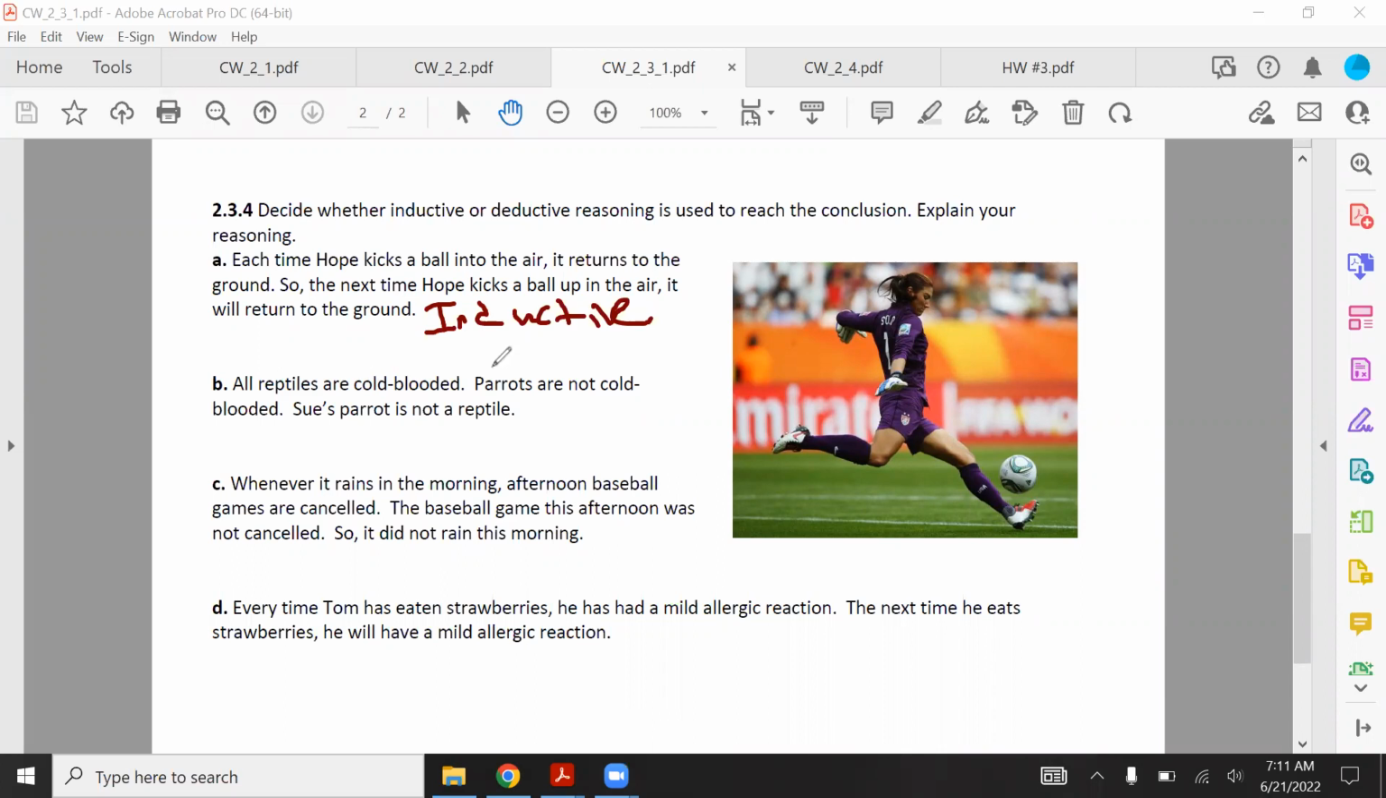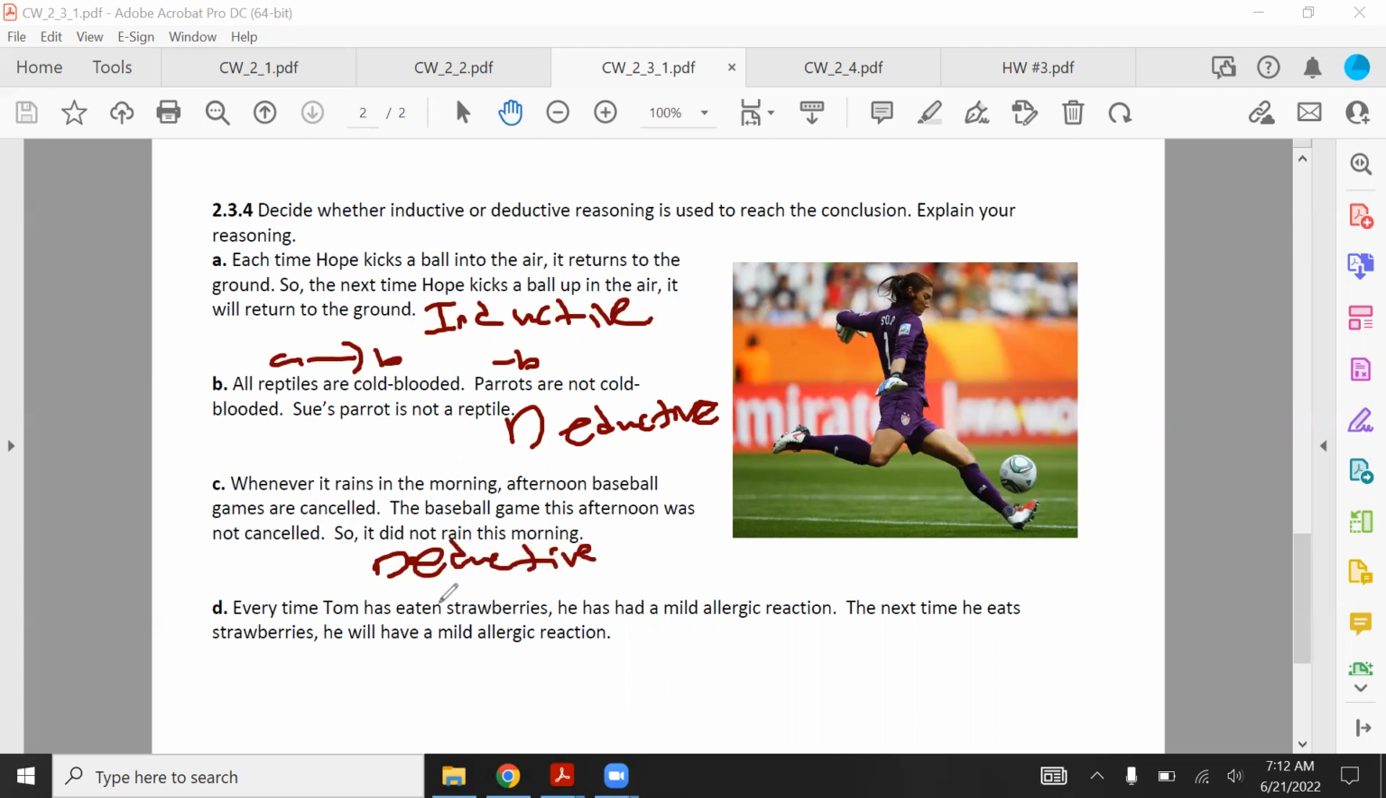Reptiles are cold-blooded, parrots are not cold-blooded. Sue's parrot is not a reptile. That would be deductive. Because what you're doing is you're saying, you know, A leads to B, and then, parrots are not cold-blooded, so it's not a reptile. So it's kind of looking at two different statements. Where it rains in the morning, baseball games are canceled. The baseball game this afternoon was not canceled, so it did not rain this morning. That'd be deductive also.